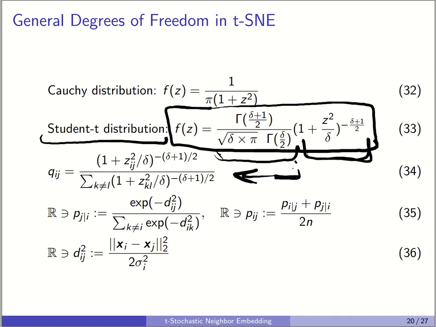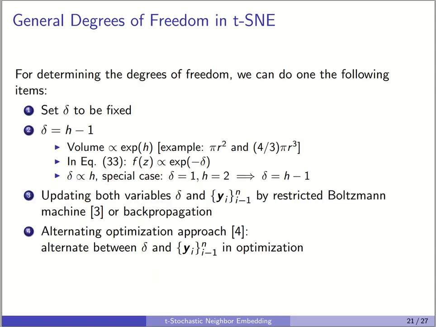You can see this. We are summing over all cases. And delta here is the degree of freedom. So we can still have this Gaussian distribution in the input space, but have this student-t distribution in the embedding space. And this is also t-SNE with general degrees of freedom. For determining the degrees of freedom, we can do different things. For example, we can set it to be a fixed number. For example, the original t-SNE or Cauchy SNE used delta to be 1.